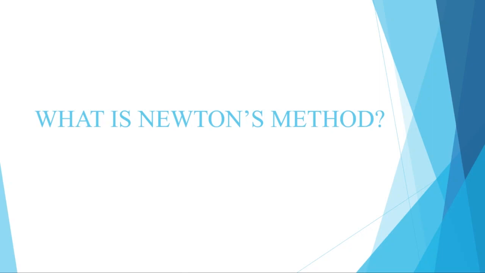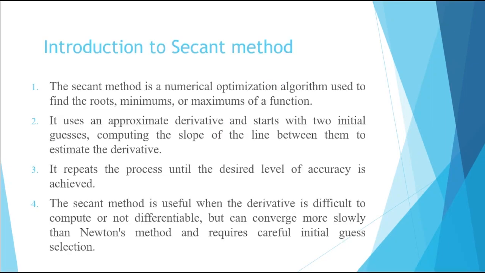However, Newton's method may fail if the derivative is 0 or undefined at the root, or if the initial guess is not close enough to the actual root. This is where the secant method comes in. The secant method, on the other hand, uses the slope of the secant line between two points on the function to approximate the root. It starts with two initial guesses, computing the slope of the line between them to estimate the derivative, and then repeats the process until the desired level of accuracy is achieved. This method is useful when the derivative is difficult to compute or not differentiable, but can converge more slowly than Newton's method and requires careful initial guess selection.